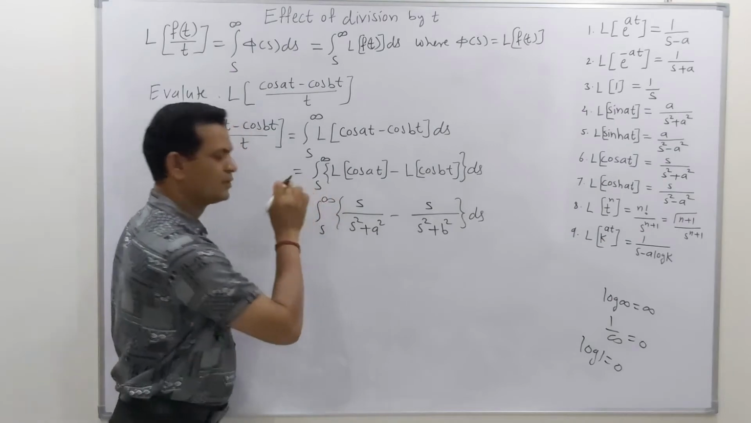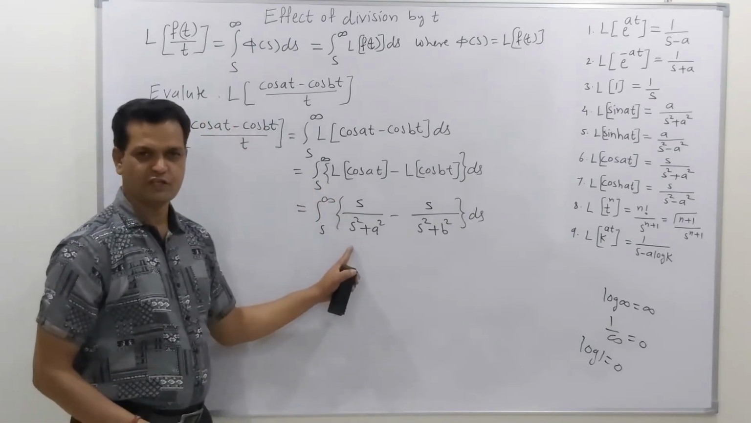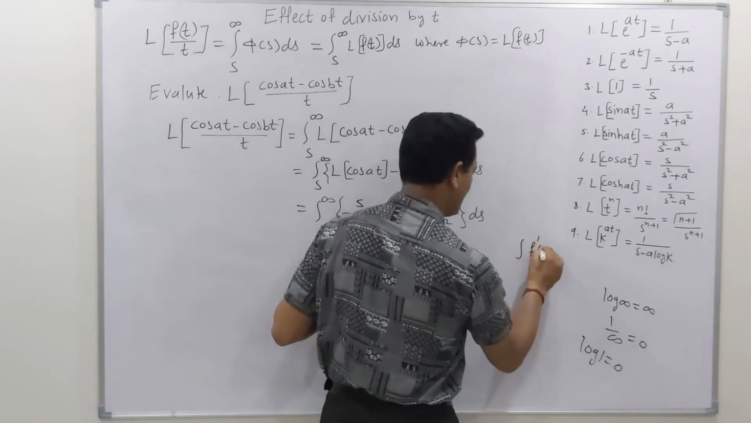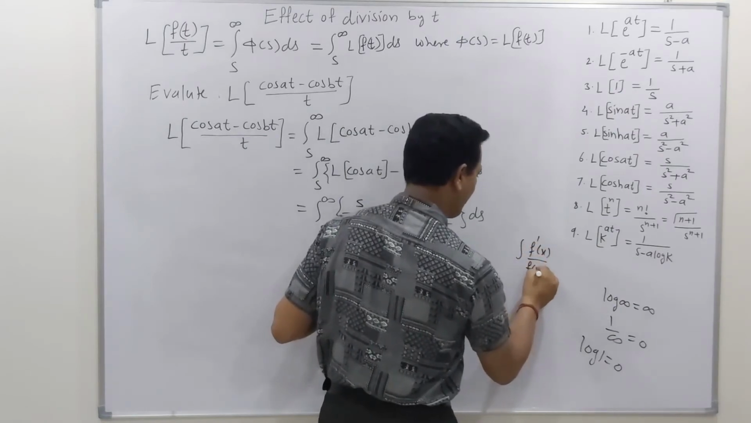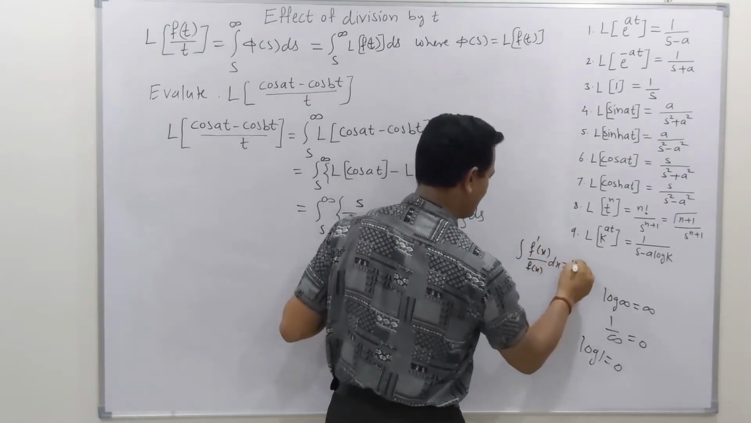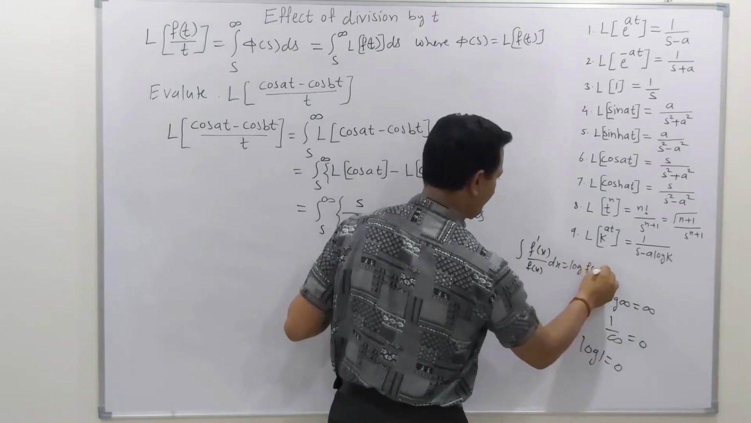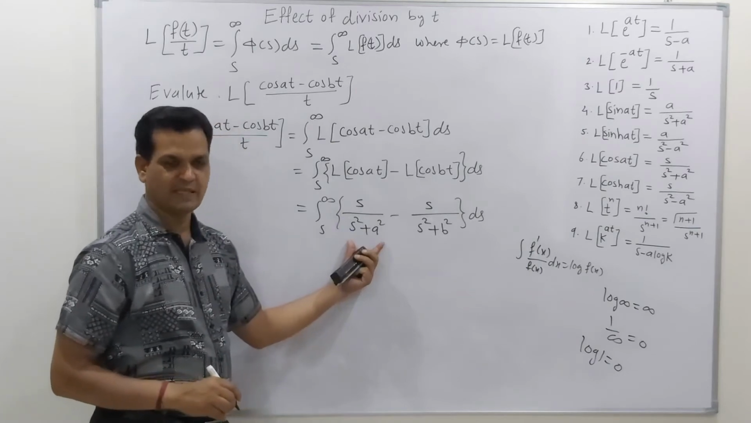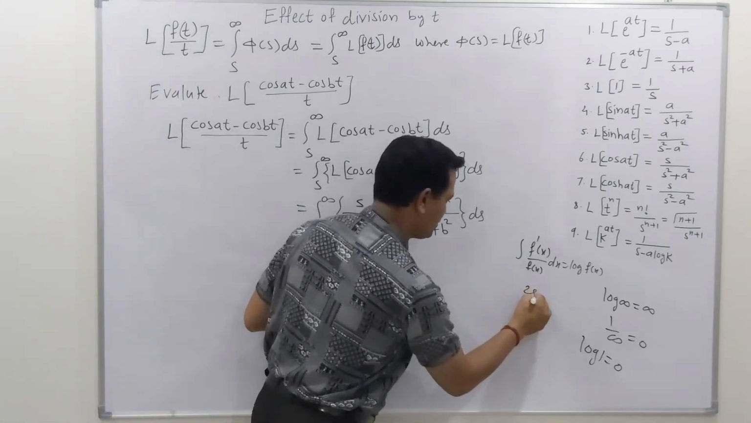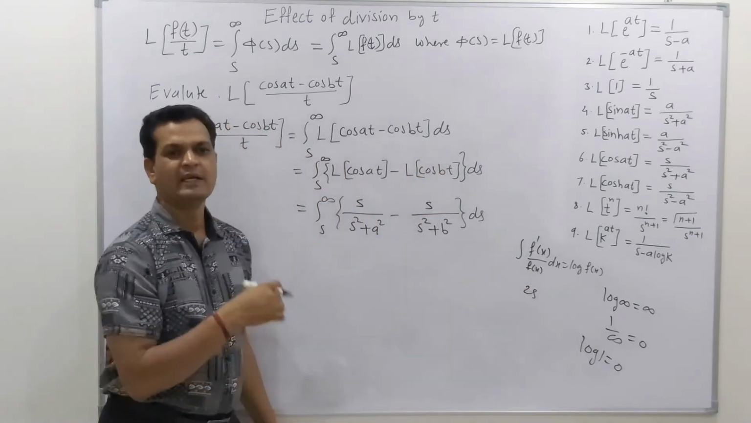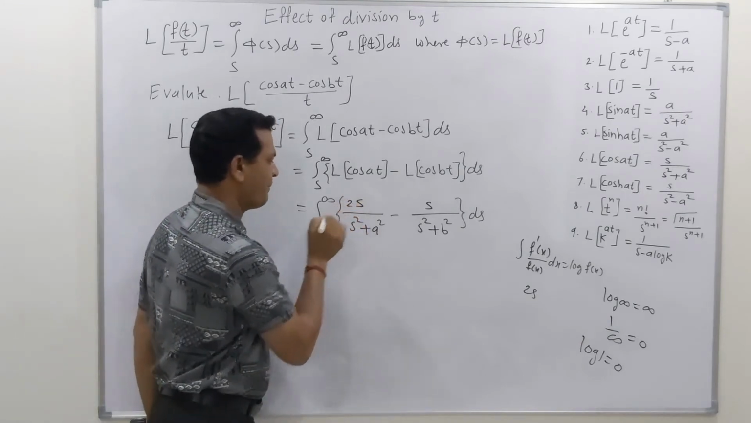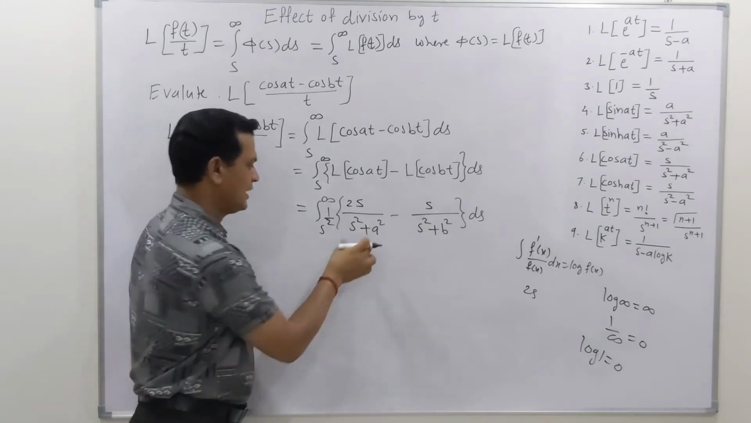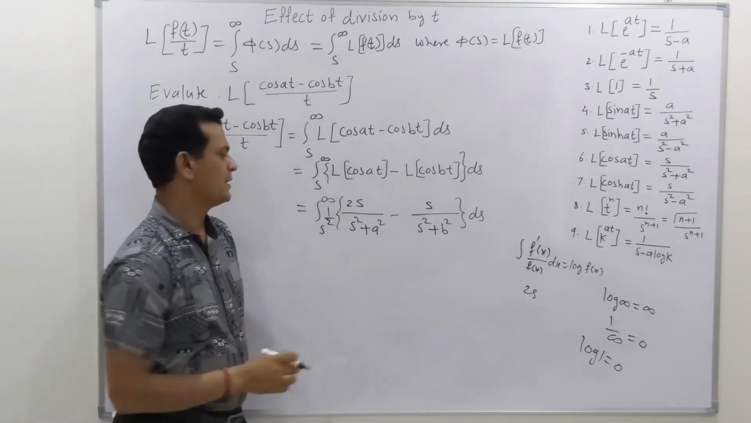Now find the value of the integration of this term. If we apply the formula, where the numerator is the derivative of the denominator, then the integration is log of the denominator. Here the derivative of s square plus a square is 2s, and here we are getting only a single s term, so we can multiply by 2 and divide by 2, so that the numerator becomes the derivative of the denominator.